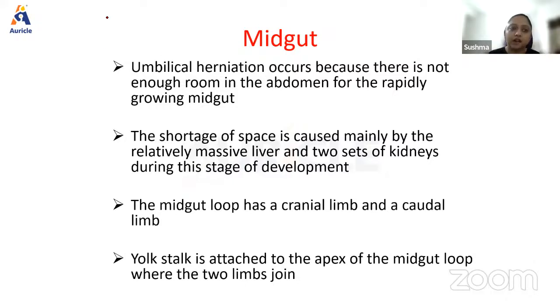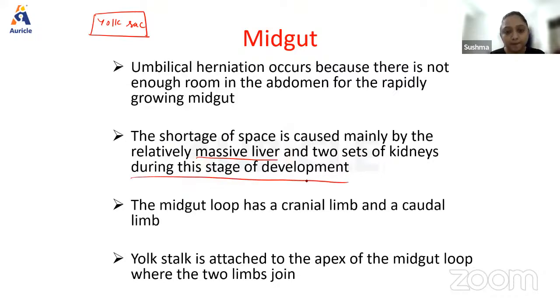So whatever structures are developing are actually present in the intraembryonic coelom. If you remember, the yolk sac, where is it present? Is it present in the intraembryonic coelom or extraembryonic? It is in the intraembryonic coelom. So this communication between the intra and the extraembryonic coelom is what is responsible for the herniation of the contents. And this herniation occurs because there is not enough room in the abdomen for the developing midgut. Now, the shortage of space is caused mainly by the relatively massive liver and two sets of kidney during this stage of development.